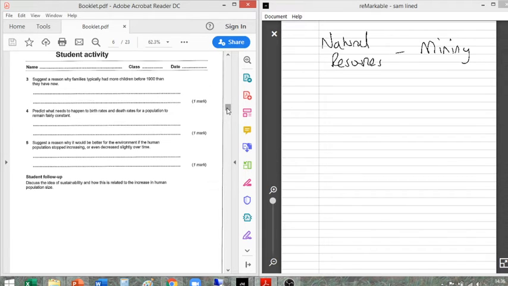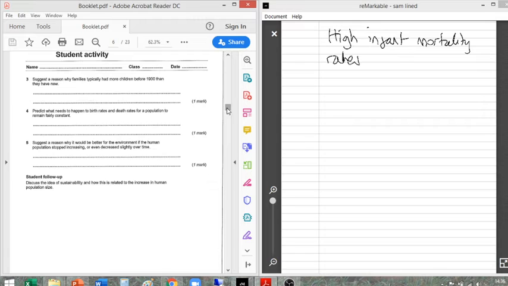Question 3. Why families typically had more children before 1900 than they do now? It was because of high infant mortality rates. More children died before 1900 than they do nowadays. Because more children died, parents would therefore have more children in the understanding and the knowing that not all of them would survive to adulthood.